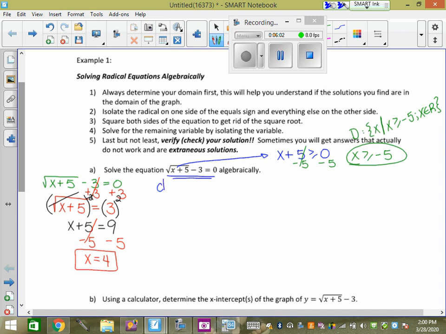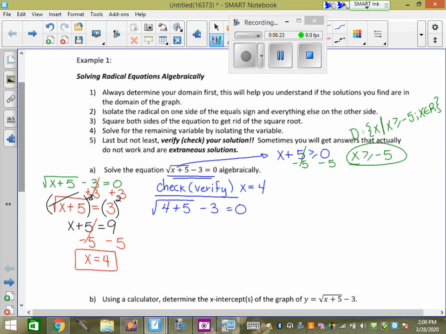So I'm going to put check. Or I could put verify. Verify is a nicer word. Mean the same thing. So I'm going to verify that x equals 4 is the solution, is an answer. So I'm going to plug it in. So I'm going to go square root 4 plus 5 minus 3 equals 0.